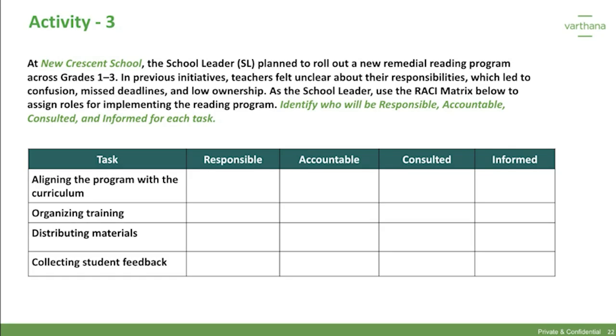You can also type your answer in the chat box, or you can unmute yourself and speak. I'll give you 30 more seconds to complete this task. Afterwards, we will go row by row. For the responsible column, we just have to mention what the responsibility is. That's it, right? Who is responsible for that task?